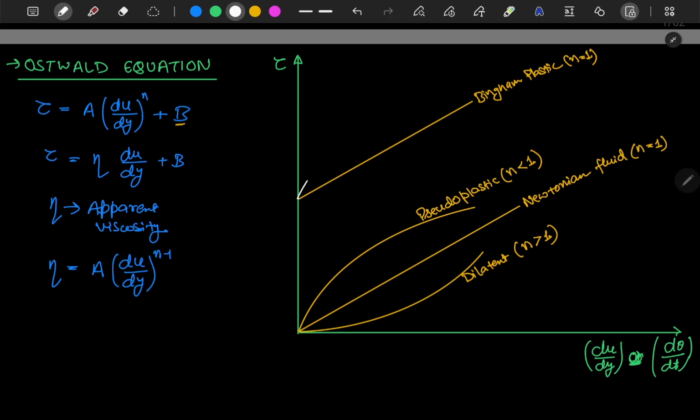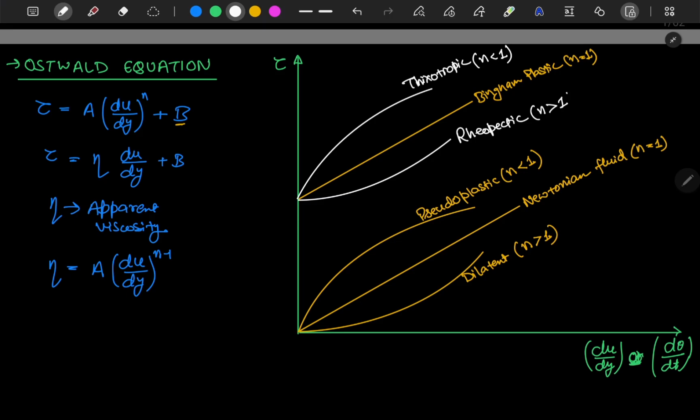So first, this is your thixotropic, and thixotropic has n less than 1. Okay, and this is your rheopectic, and rheopectic has n greater than 1. Okay, and the gap here is basically this constant B which I have mentioned earlier.